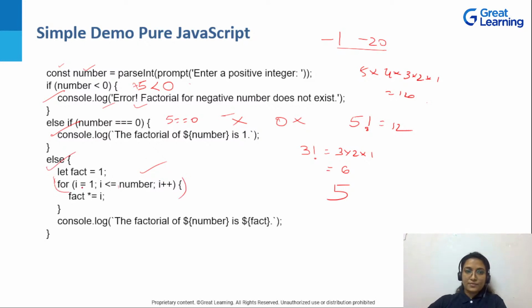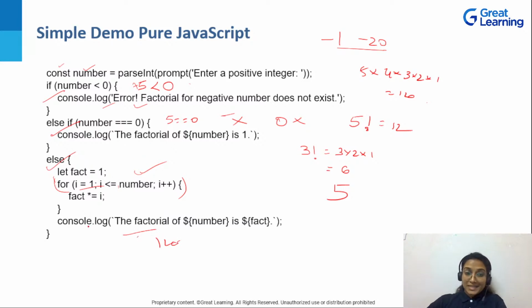You can also use a for loop, and the initialization is the same. One variable i is equal to 1, then i is greater than or equal to the number, whatever number is being given, i plus plus. It will keep checking, the iteration will go on, and it will give you the final answer.